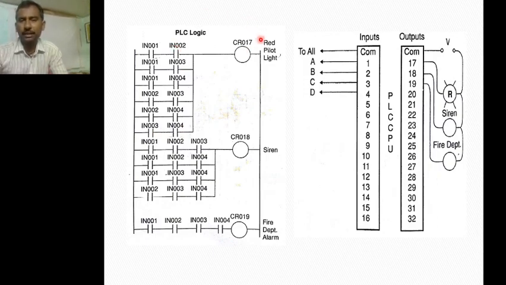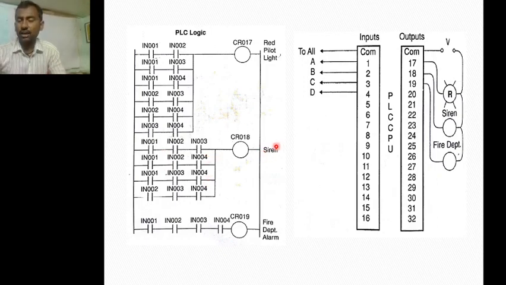That is nothing but the red pilot light being on. Next, if any three inputs are on, how many combinations do we get? 1 2 3, 1 2 4, 1 3 4, and 2 3 4. Four combinations. In every combination we represent three contacts, and these four combinations we connect in parallel. If any of these four combinations is on, then the siren will be on.